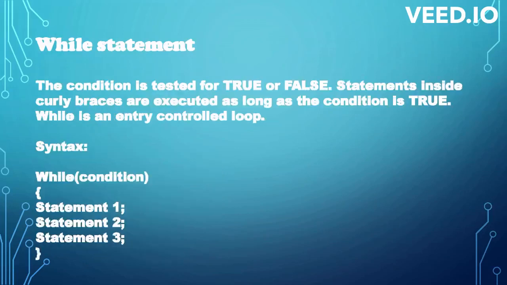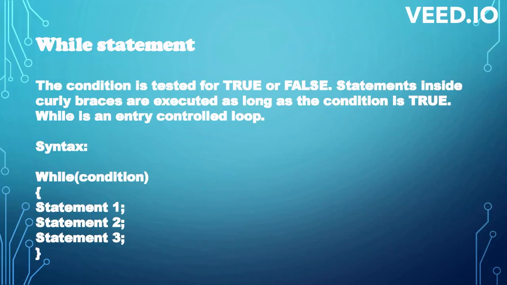While statement. The condition is tested for true or false. Statements inside the curly braces are executed as long as the condition is true. While is an entry control loop. So while, do while, and for are looping statements. For example, it will be continuously evaluating the particular loop till you get the correct answer. So now you give the condition in while, then it will go into the particular block and execute statement 1, statement 2, and so on.